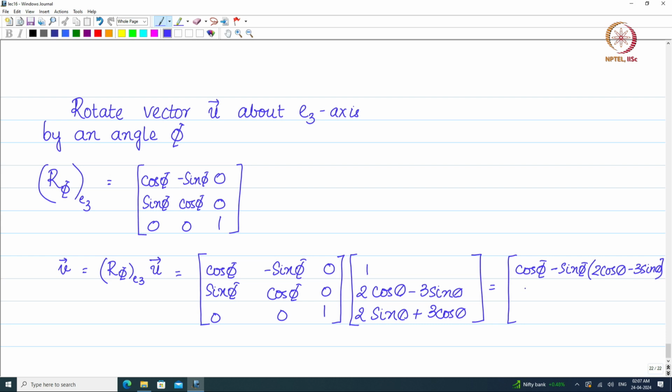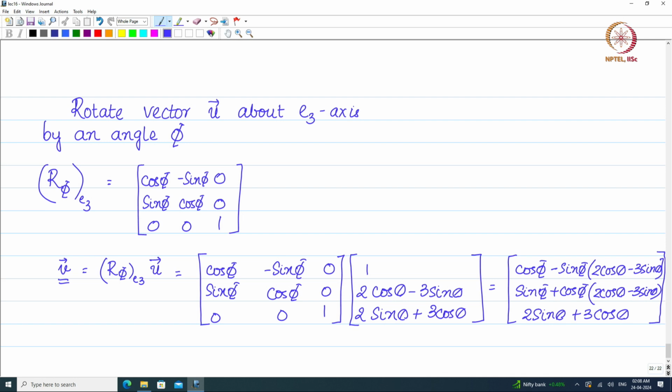The second component is going to be sin phi plus cos phi into 2 cos theta minus 3 sin theta, plus of course 0 into this, and the third component is going to be 0 0. The third component remains the same, it is not going to change because we are rotating about that axis. So, we have 2 sin theta plus 3 cos theta. So, this is the resultant vector v that we have.